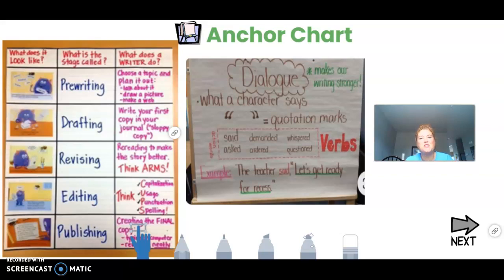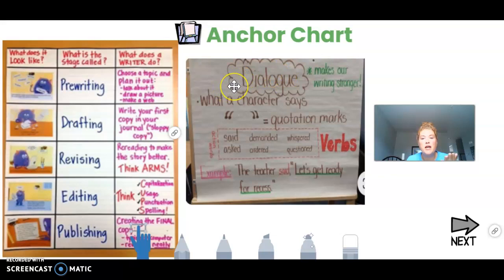Hi, boys and girls. So today we're continuing with how do we revise a narrative story that we have to make it better. And one of the ways you can do that is by adding dialogue. So this anchor chart is going to quickly and easily show you what that means.